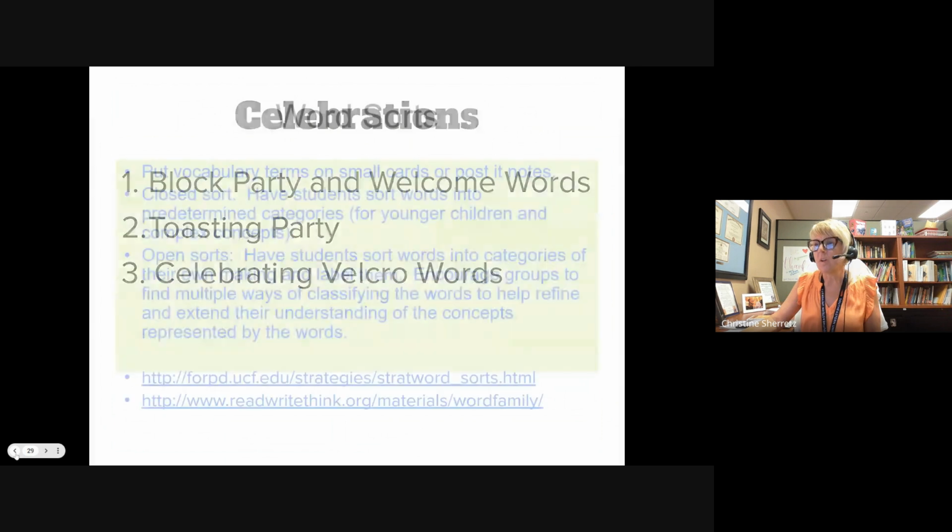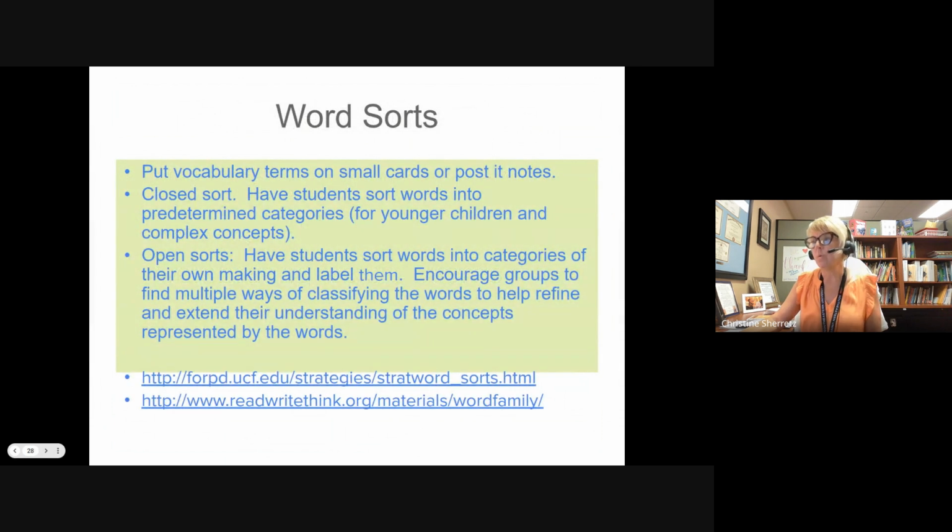Word sorts are another strategy that you can do. In a word sort, we have open and closed sorts. An open sort is when you give students a lot of different words and they put them in categories. A closed sort is when you tell them the category.